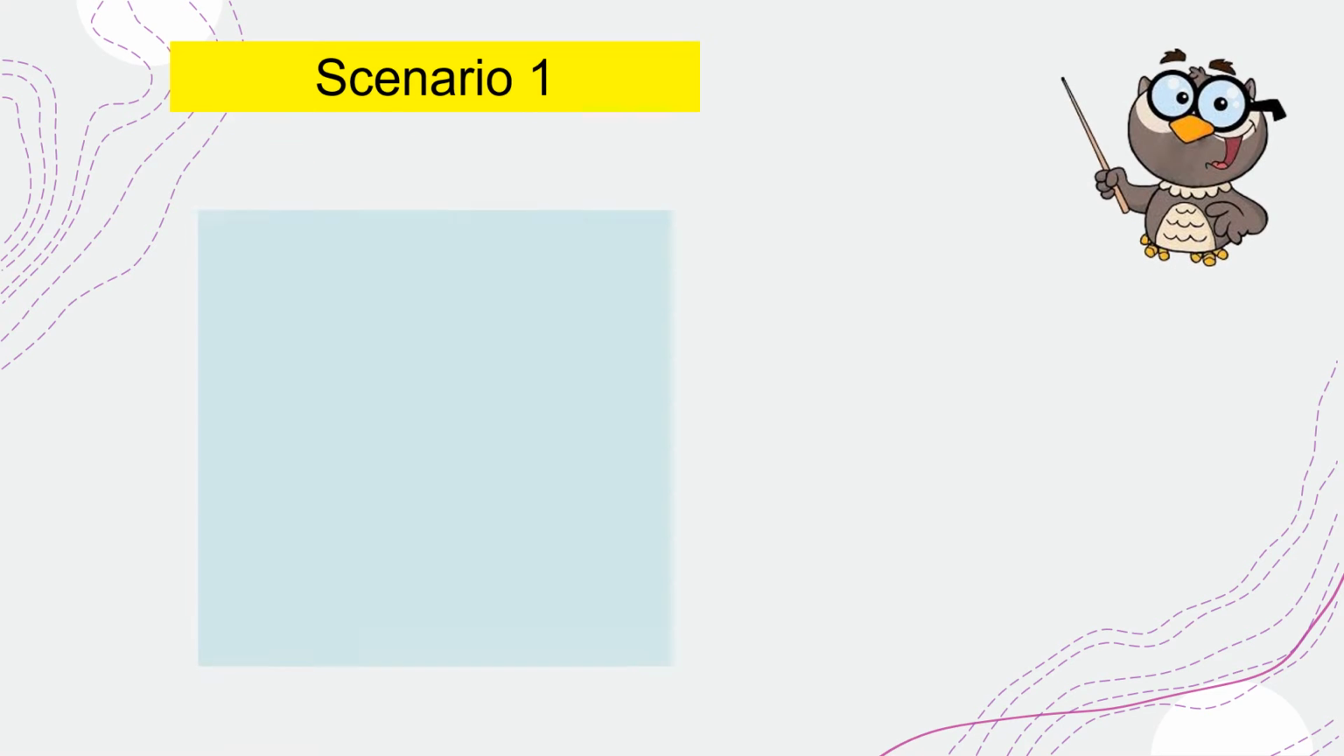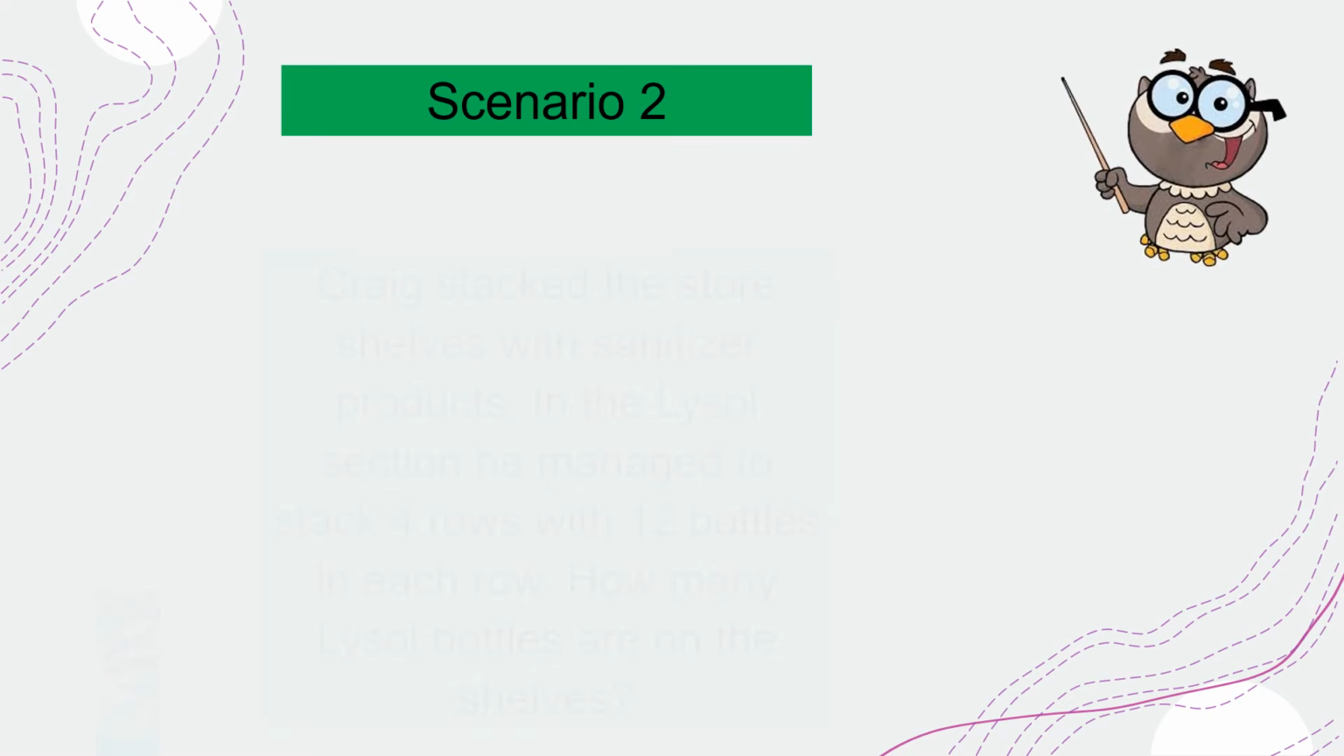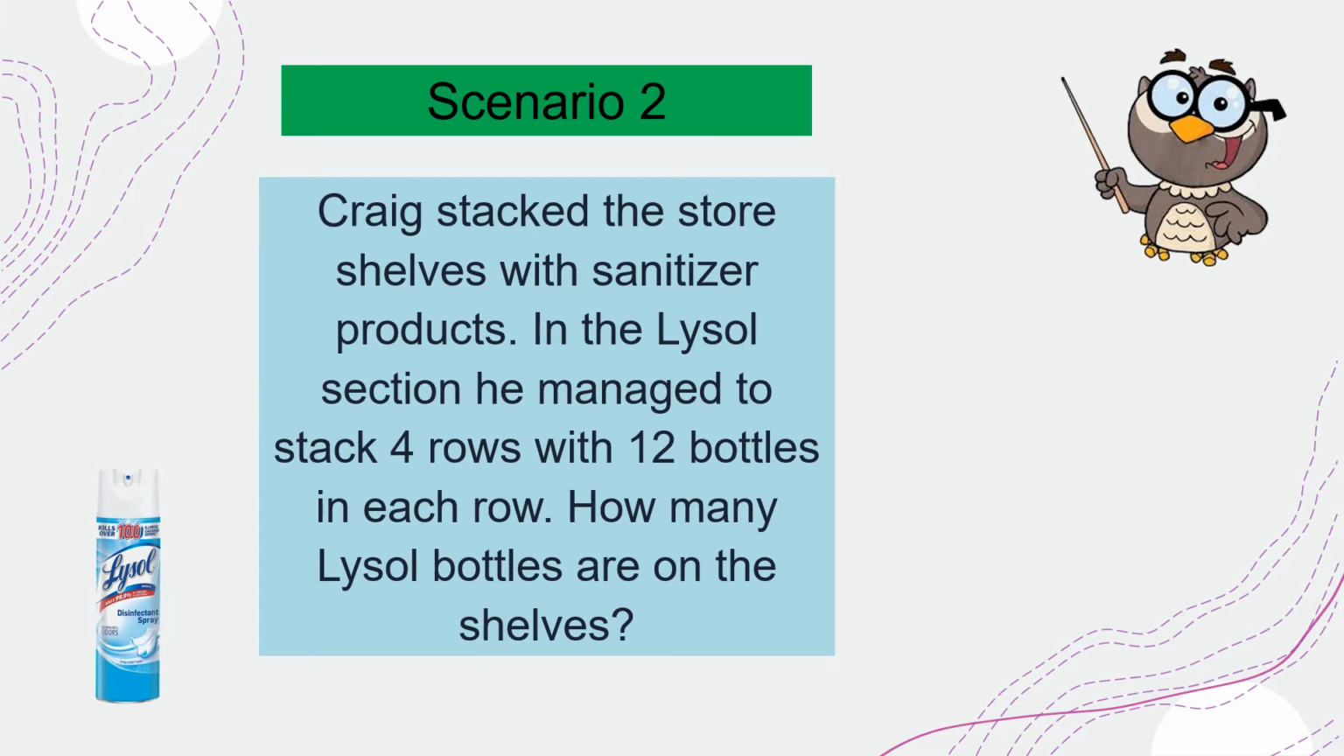Scenario 1. Joy and Mark purchased some masks. Joy bought 7 and Mark bought 4. How many did they buy altogether? Scenario 2. In this scenario, Craig stacked some shelves. He managed to fill 4 rows with 12 bottles in each row. What is the number of Lysol bottles on the shelf?